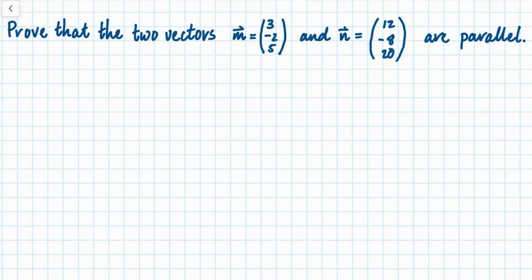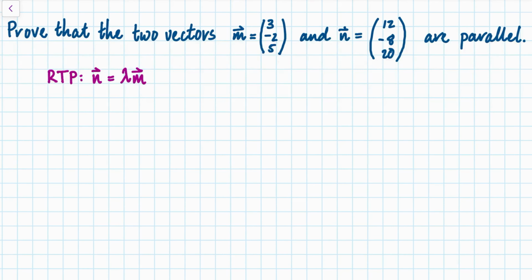So in this particular question, what we're required to prove is that n, the vector n, can be expressed as a scalar multiple of the vector m. So that lambda there is a coefficient or a scalar.